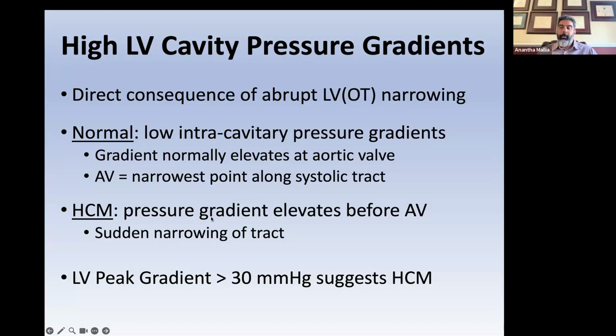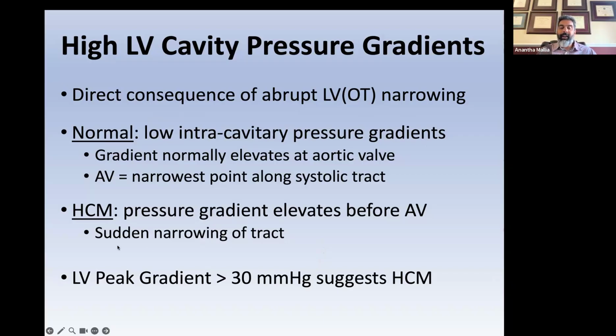However, in HCM, because you get abrupt narrowing of that caliber in the LVOT proximal to the aortic valve, you will actually see pressure gradients in the chamber of the LV/LVOT, instead of at the aortic valve. Okay, so what that is called is cavitary pressure gradient. Normally through the LV cavity, there should not be significant pressure gradients because there's not significant narrowing of the caliber of the LV until you reach the aortic valve. But if you have HCM, that sudden narrowing is occurring in the cavity of the LV in the LVOT. So you'll find pressure gradients that are elevated in the LVOT.